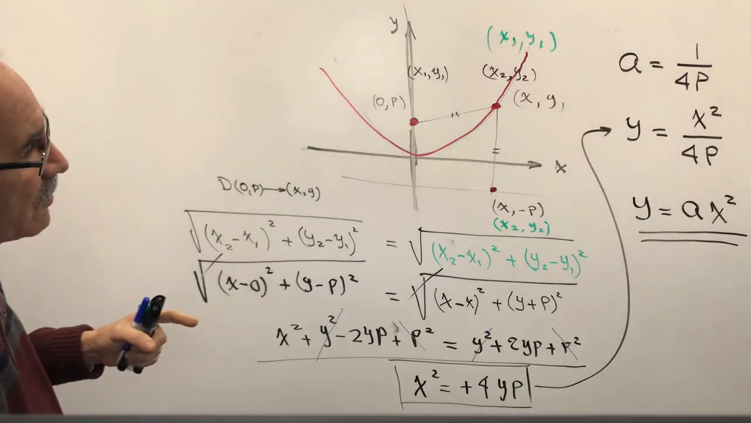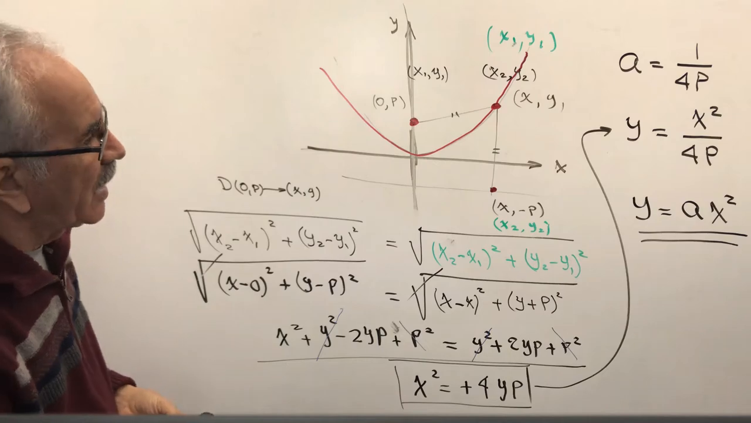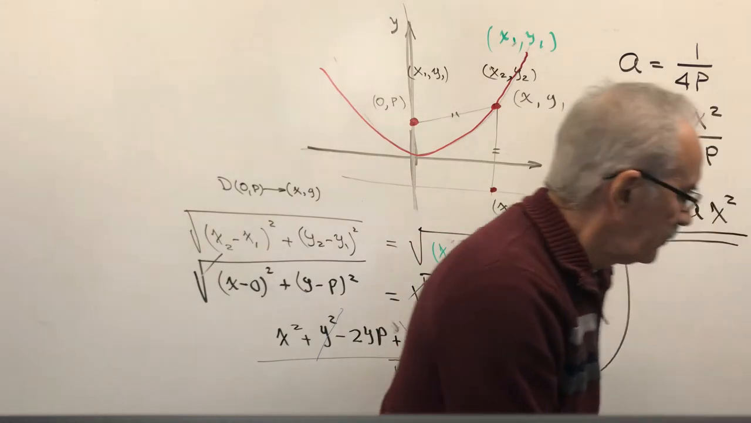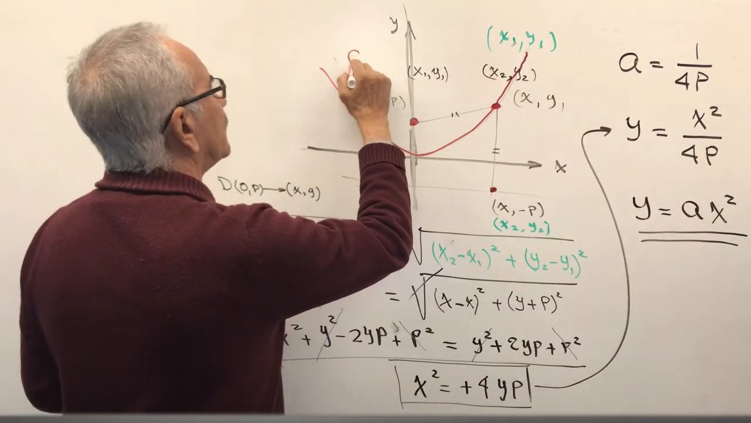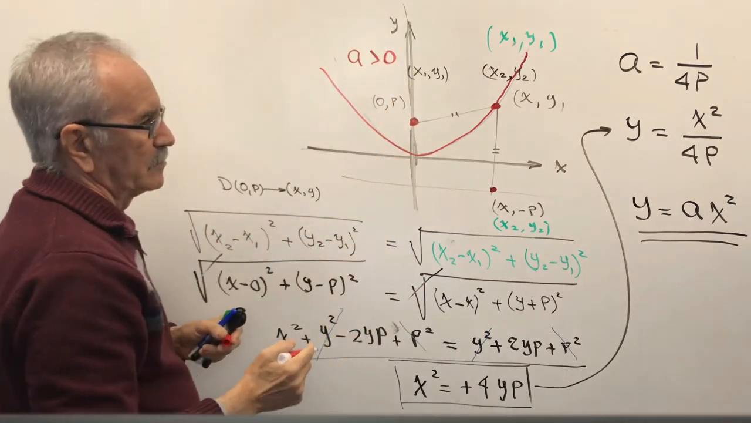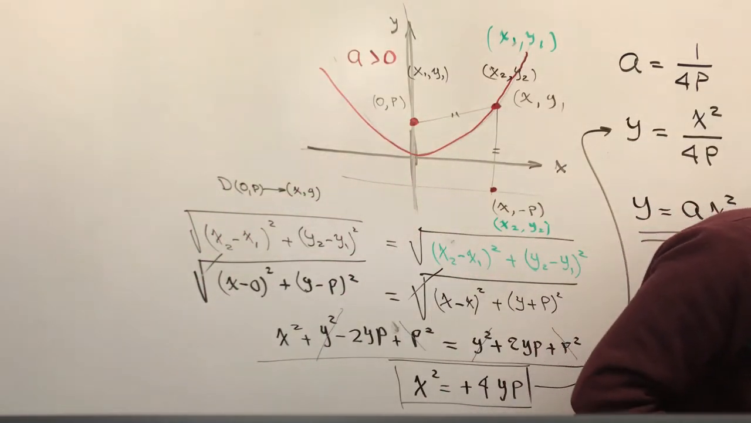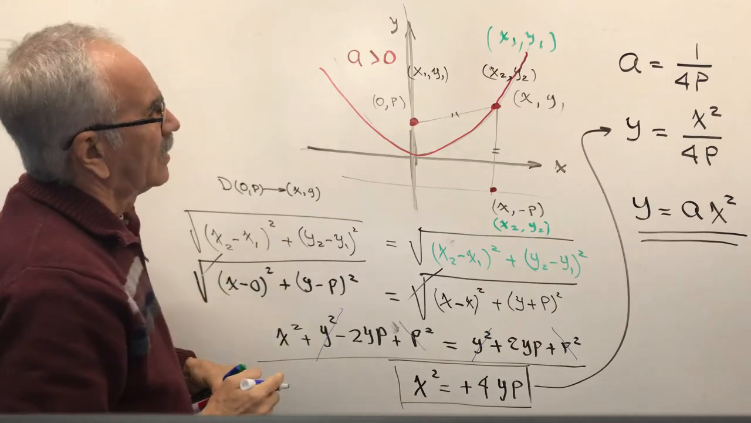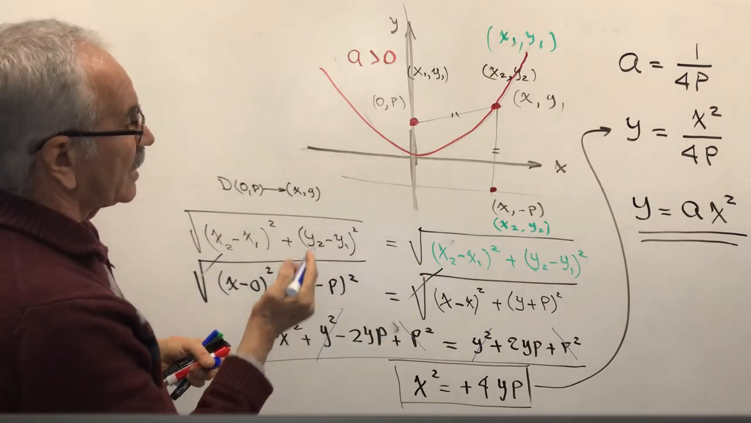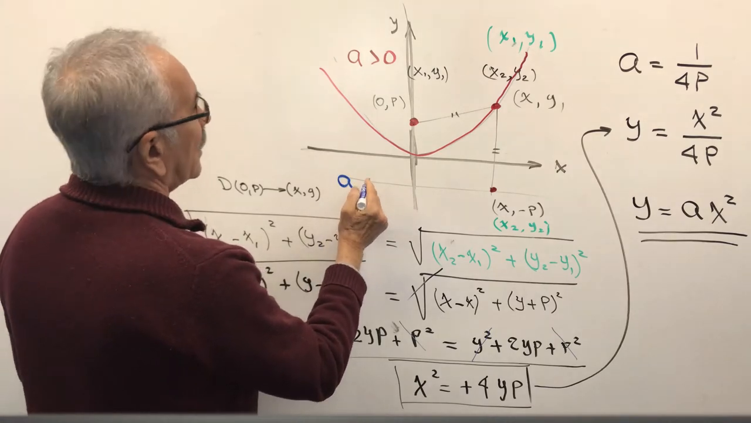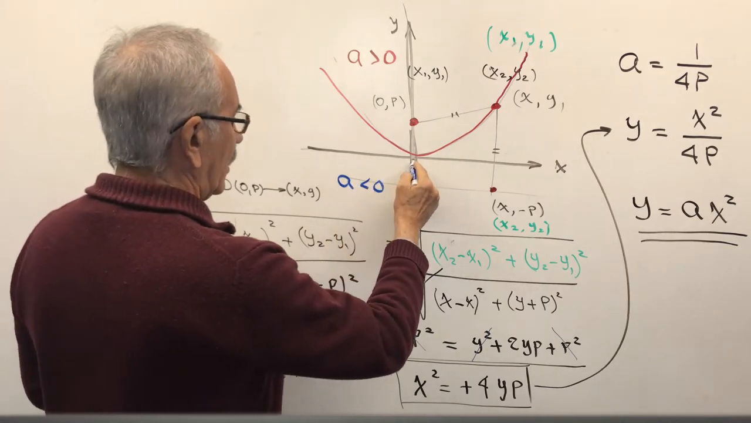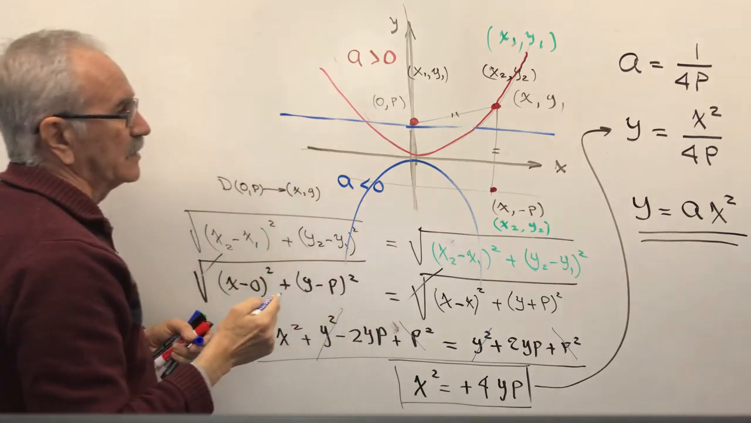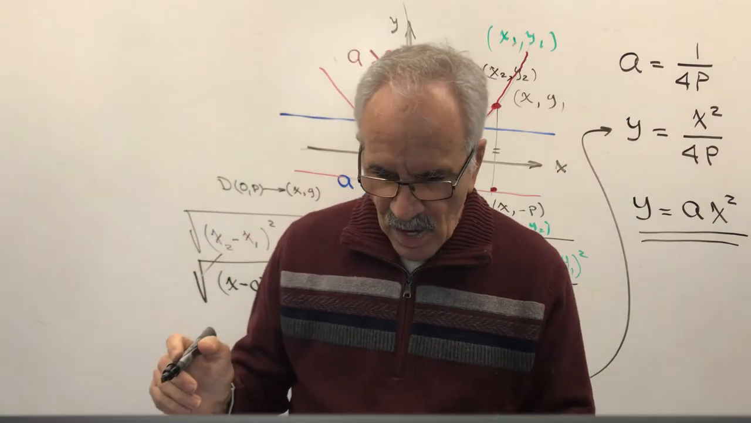As you can see, if a is positive, the parabola opens up. So the parabola opens up for a greater than 0, which I wanted to show from the beginning, but I couldn't. And now we can visualize. If a is negative, the parabola will be located this way, and the directrix will be located that way.